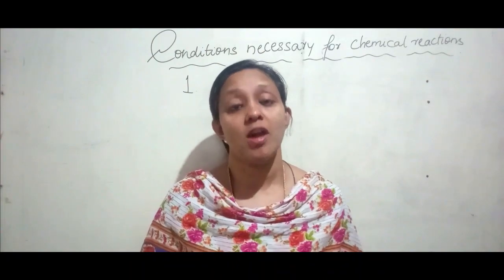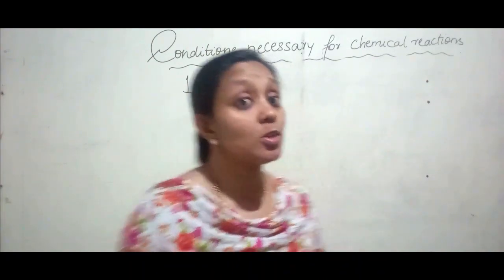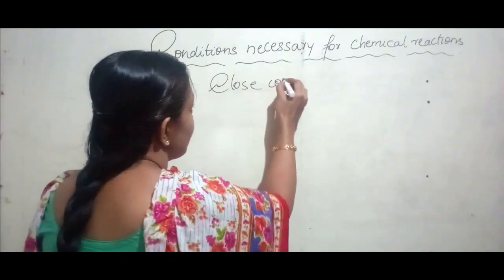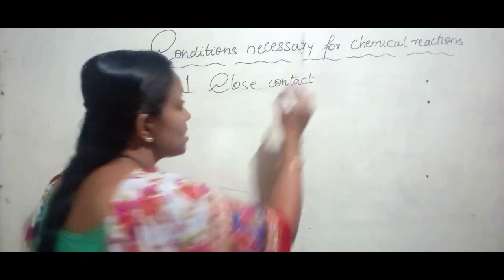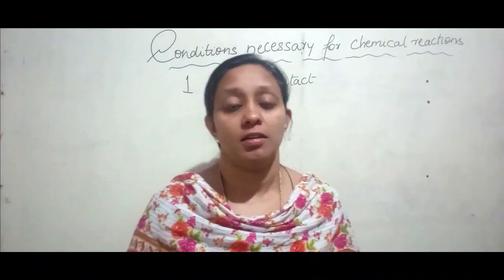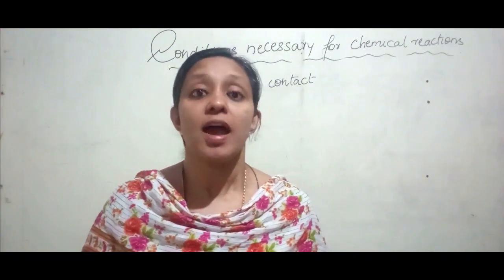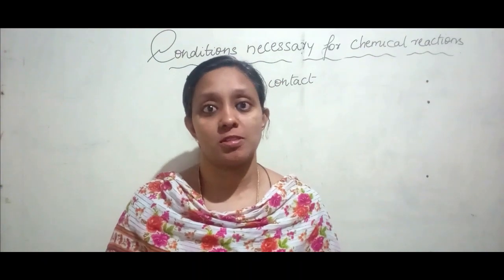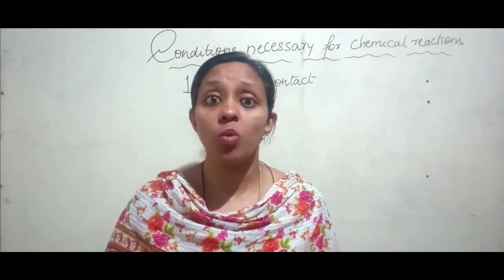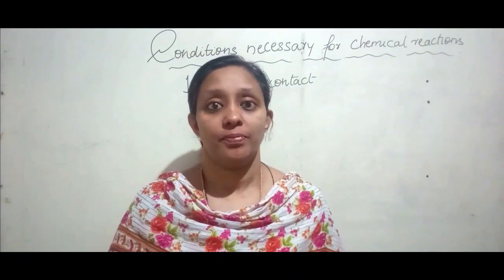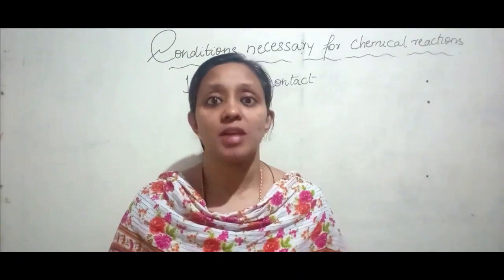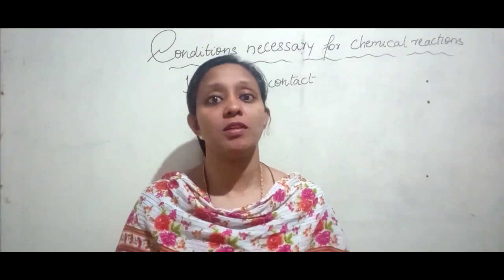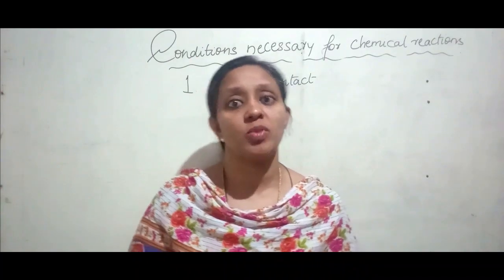The first condition for a chemical reaction to take place is close contact. Okay, it is close contact. We have already learned that when a chemical reaction occurs, there will be the reactants present, and these reactants undergo a chemical change. As a result, we get the products. Isn't it? Now, if there are more than one reactant, that means if there are 2 or 3 reactants, in that case, anyway, there should be a close contact between the reactants. Only then the reaction will occur.